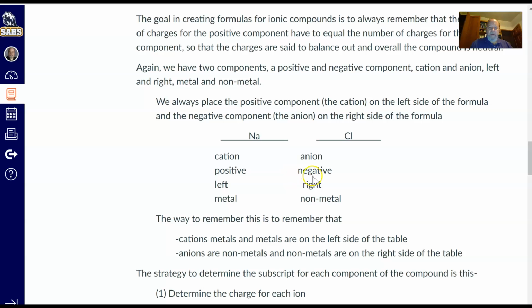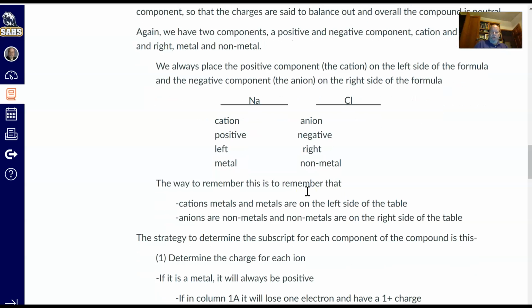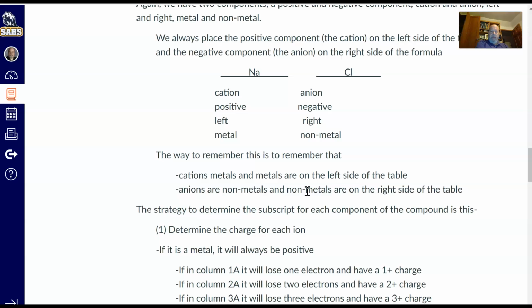So again, we have 2 components. We have a positive and a negative component, a cation, an anion component, and the positive will always be on the left, the negative will always be on the right, and the cation will always be a metal, and the anion will always be a nonmetal. And the way to remember this is that cations, metals and transition metals are always on the left side of the table.